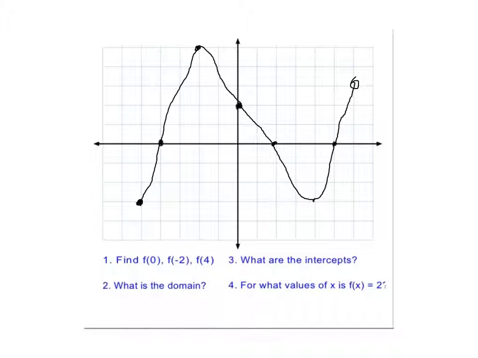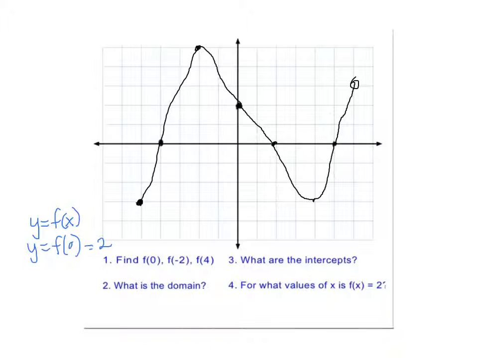Number 1 says find f of 0, f of negative 2, and f of 4. Well, once again, this is function notation. So what it's saying is y equals f of x, right? So if I have y equals f of 0, what I'm looking for is where x is 0, what is the y? So f of 0, the y coordinate is 2.